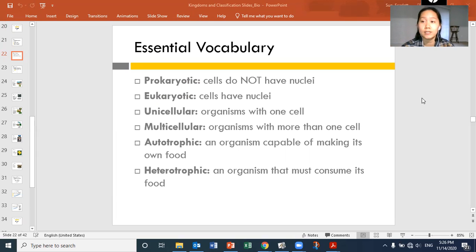Unicellular means that organisms only have one cell, and so this whole cell is that whole organism, which means it's probably pretty tiny. Multicellular means that the organism is made up of more than one cell. Multi means many, uni means one. Autotrophic, remember, is like plants. It's an organism that is capable of making its own food, so it doesn't need anybody else to support it. And then heterotroph means that it's an organism that must consume food, or it gets food from another source, usually by eating another heterotroph or by eating an autotroph.